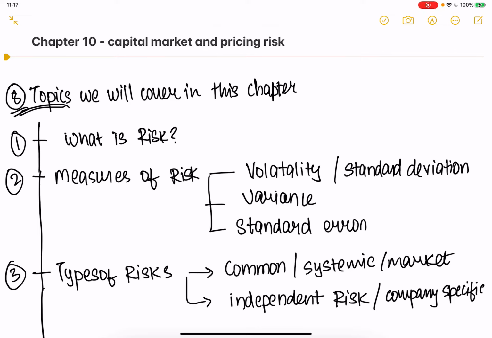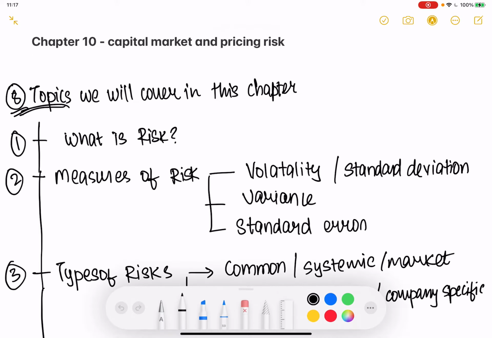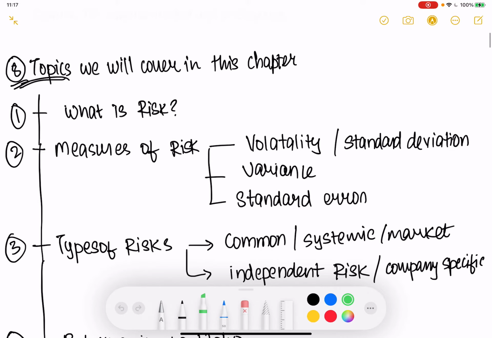Chapter 10, Capital Markets and Pricing Risk. So in this chapter, we're going to cover 8 different topics. What are those 8 topics? So the first one is we will go into what is risk, and then how do we measure the risk.